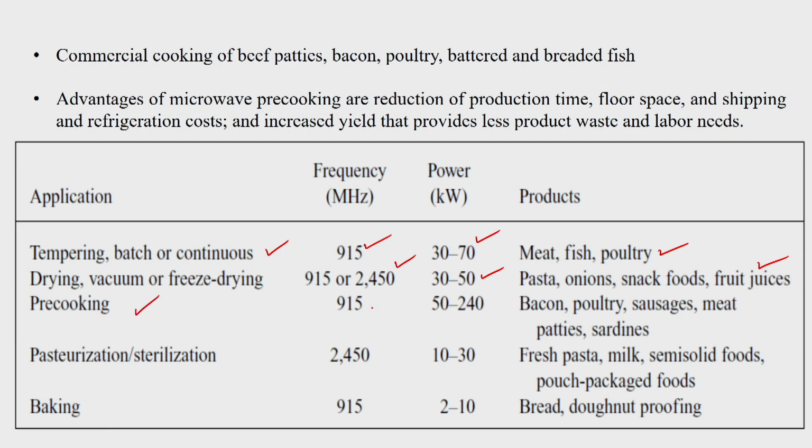And pre-cooking, the same frequency of 915, the power is 50 to 240 kilowatt. The products are bacon, poultry, sausages, meat, patties and sardines. For pasteurization and sterilization, the frequency is 2.4 into 10 to the power of 9 hertz, and power is 10 to 30 kilowatt. Fresh pasta, milk, semi-solid foods and pouch packed foods are processed. For baking, 915, 2 to 10 kilowatt, and bread, donut and proofing.